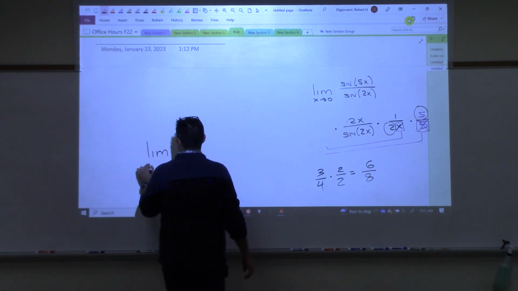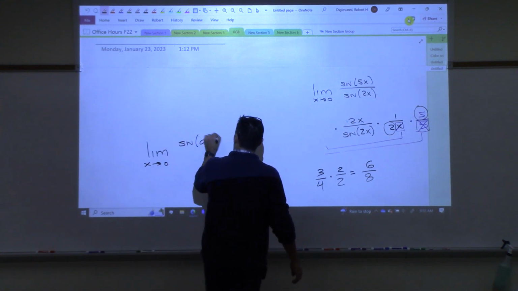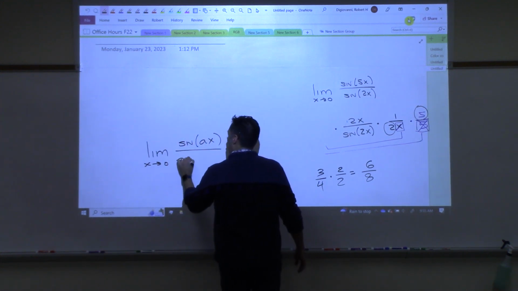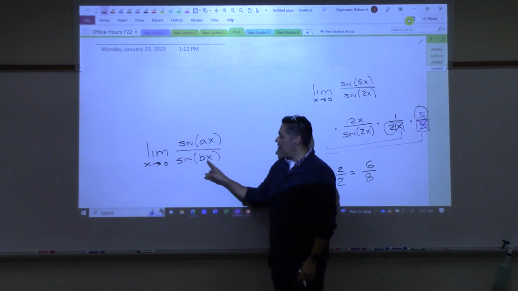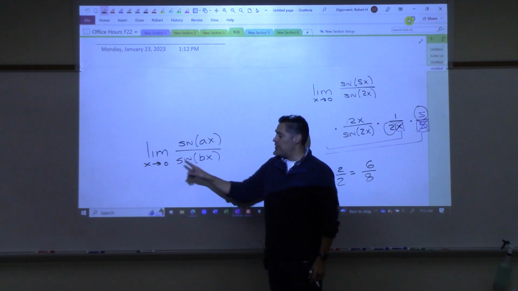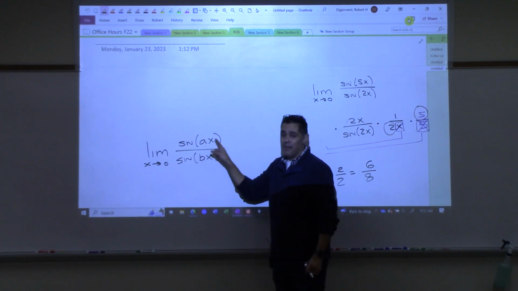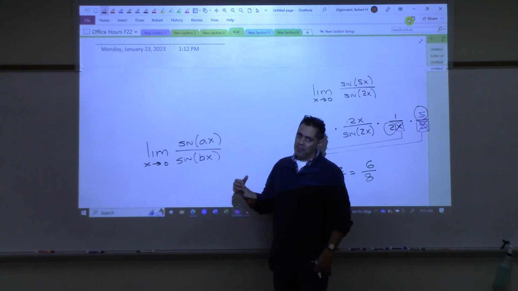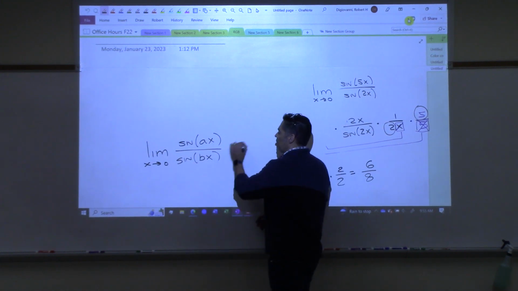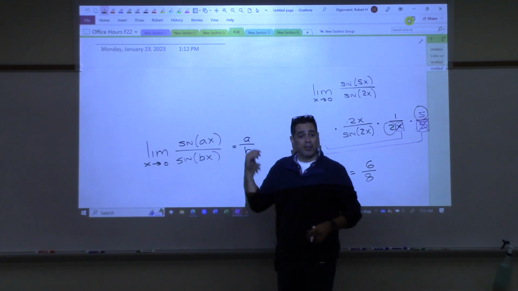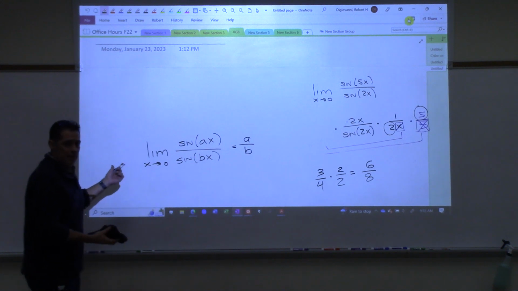Here's the only thing I could tell you for sure: if you had sine of ax over sine of bx, x going to 0, your answer would be a/b. Only if it's sine of ax over sine of bx. If it's something else, it may not be the same. So this answer is a/b. If you want to check your work, you could, but only for that. All right, let's look at another example.